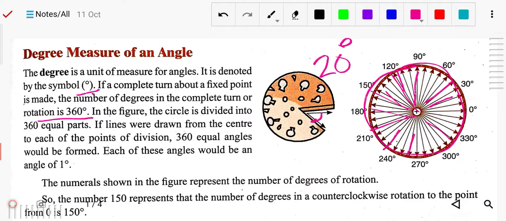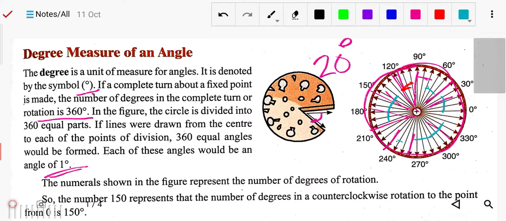Here you can see each angle is only 1 degree. So there is a difference of 1 degree between each line. It means the circle is divided into 360 parts. So this is about the degree measure of an angle.